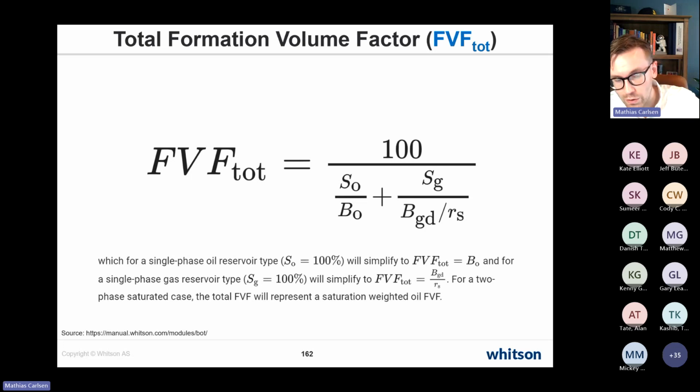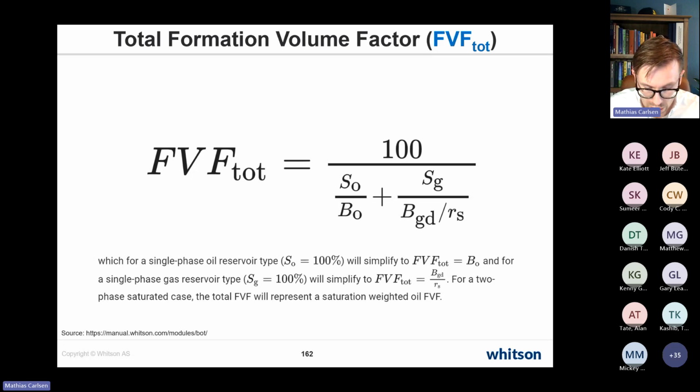The total formation volume factor is just a saturation-weighted formation volume factor. So for a single-phase oil, which means we're at 100% oil saturation, that simplifies to the formation volume factor being equal to BO. And for a single-phase gas, you'll deal with basically 100% gas saturation, so you will get this BGD divided by RS term. The units of that are reservoir barrels per stock tank barrel, so exactly the same units as the formation volume factor.